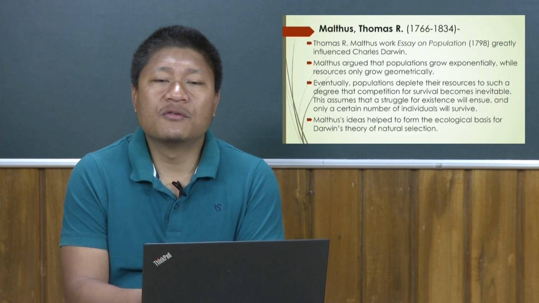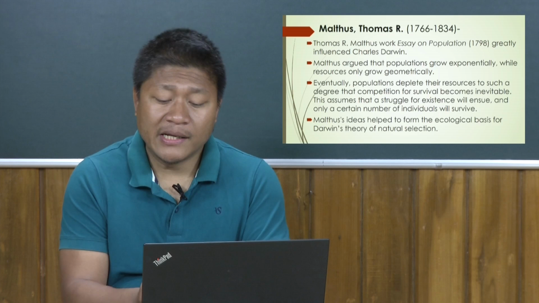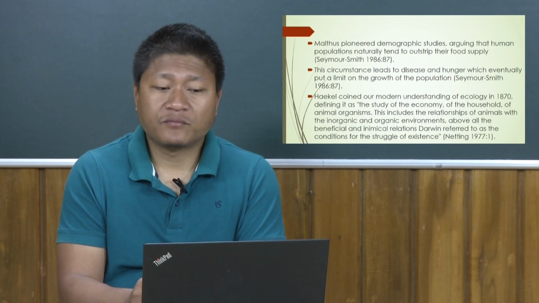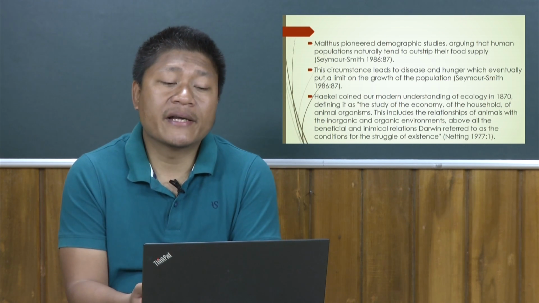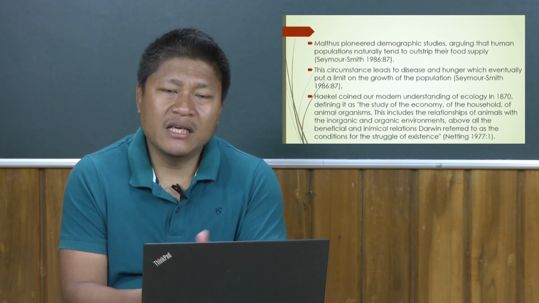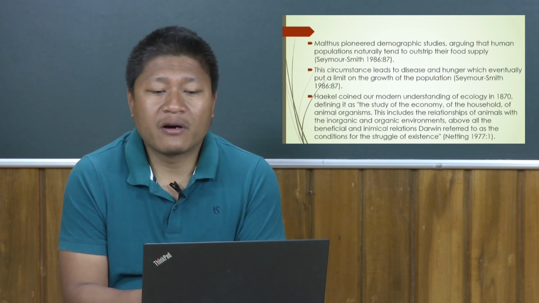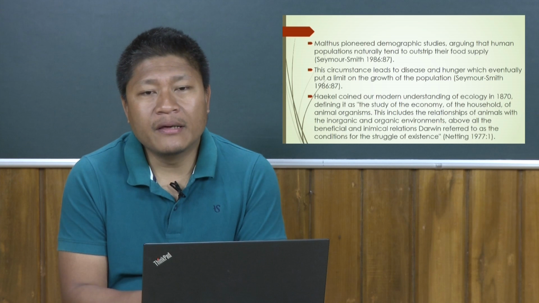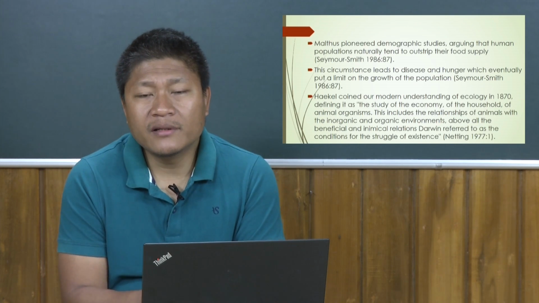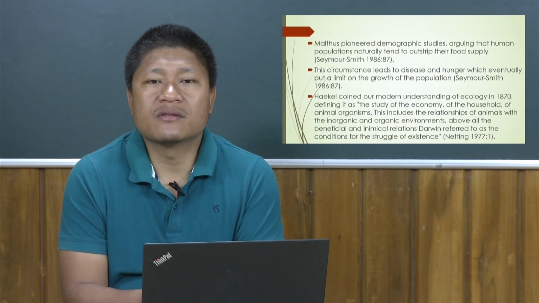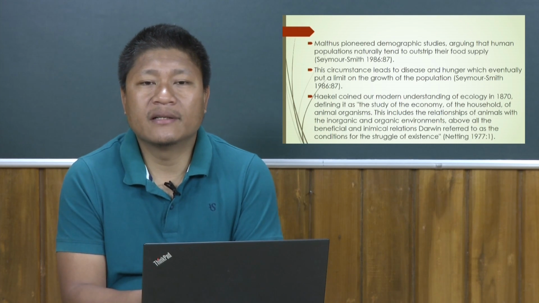Now, how are Malthus' ideas instrumental in shaping this ecological basis? Because natural resources in a sense have an emphasis, if not an influence, on the human understanding of their environment. Now, as he strongly posited in his essay on population, Malthus happens to be a pioneer in the field of demographic studies, and he argued that human population naturally tends to outstrip its food supply. That is, the increasing demands or the increasing populations tend to outstrip the supply from the natural resources.